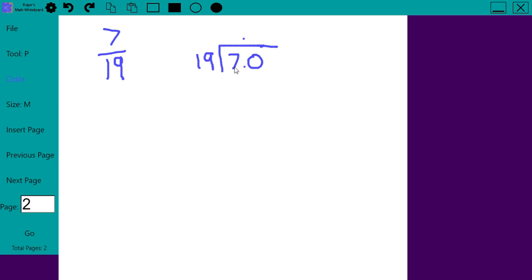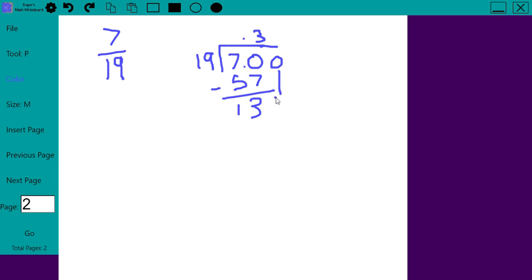So, alright, let's go. How many times does 19 go into 7? 19 doesn't go into 7 at all. Let's see how many times 19 goes into 70. 19 goes into 70 3 times. 19 times 3 is 57. Let's subtract, and I get 13. And since I have a remainder, I'm going to add one more 0.